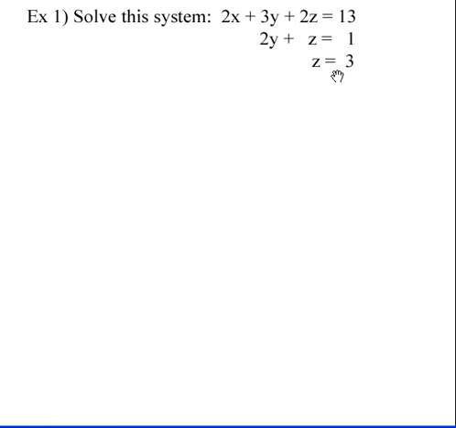Our goal is to try to get our system of three equations, three variables, to look like this, where the first row, or the first equation, has all three variables, x, y, and z. The second row only has two variables, y and z. And then the third equation only has one variable, z.